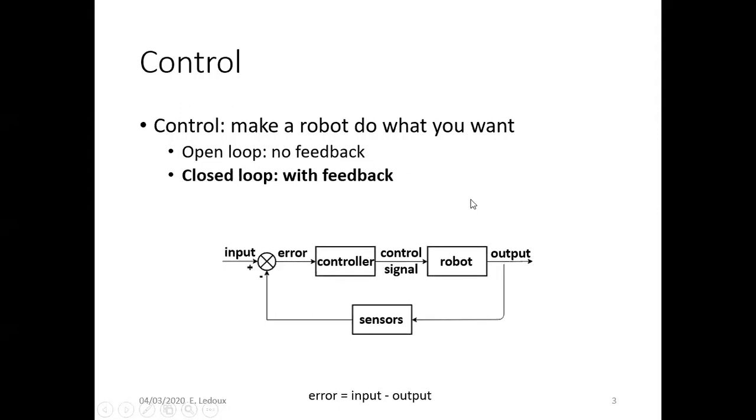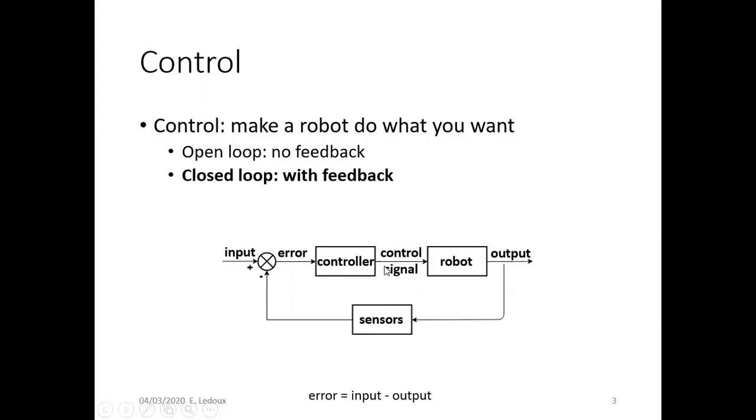Now closed loop is with feedback. So you use a sensor to close the loop. And what goes into the controller is actually the error signal. So it's the input minus the output. This is called a negative feedback system. So you take the input, you see how far you are away from it actually, and the error goes into the controller.